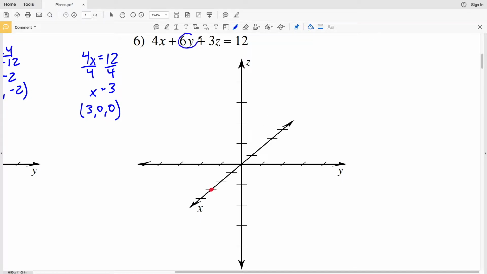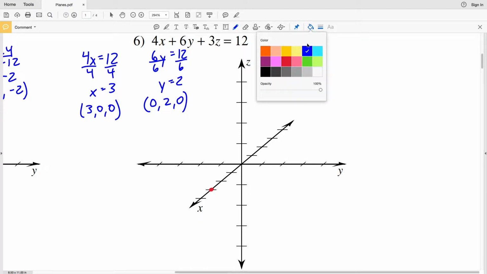Now, for the y-intercept, 4x is 0, 3z will be 0, so I'll have 6y equal to 12. And dividing by 6, I'll get that y equals a positive 2. So I'm going to be plotting that intercept 0, 2, 0. So 0 forward or back, 2 to the right, and 0 up or down.